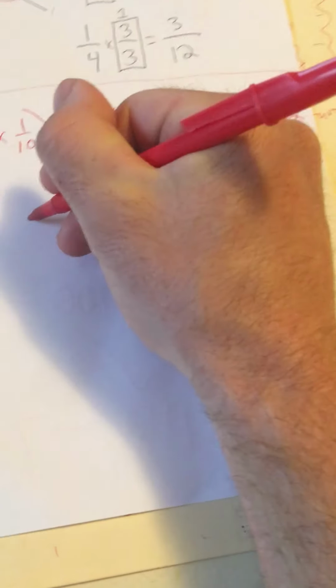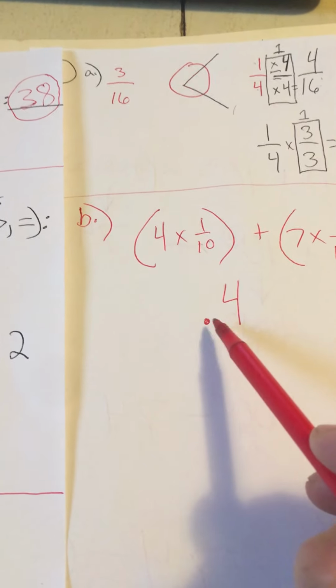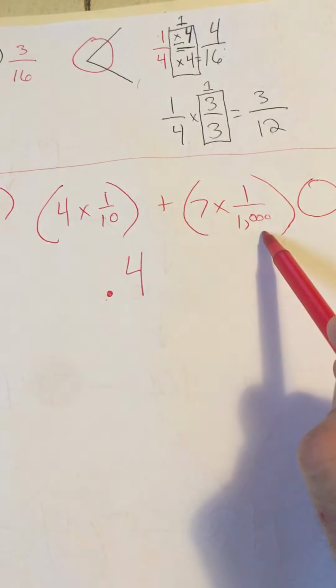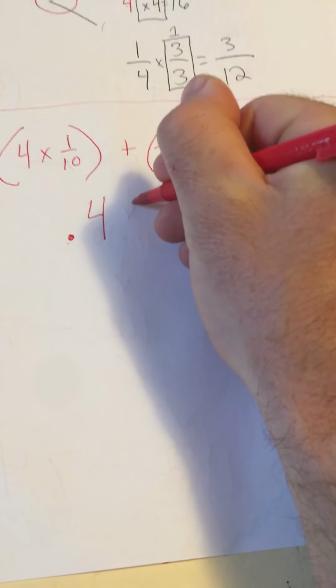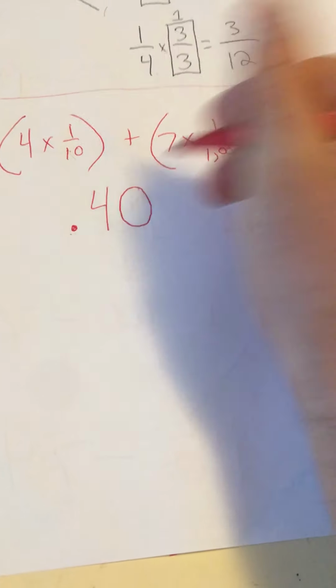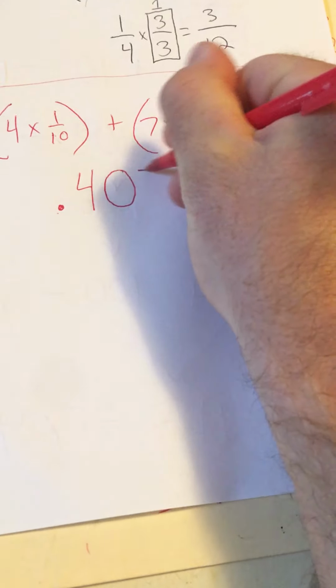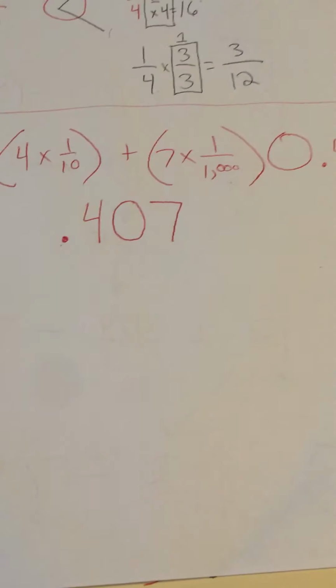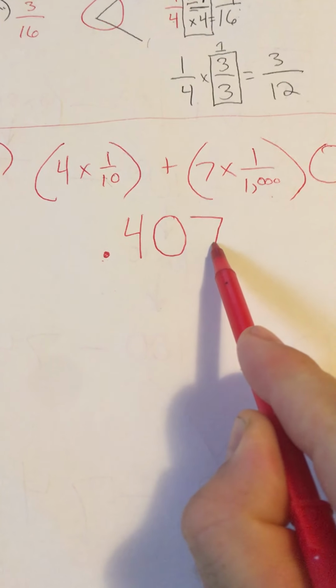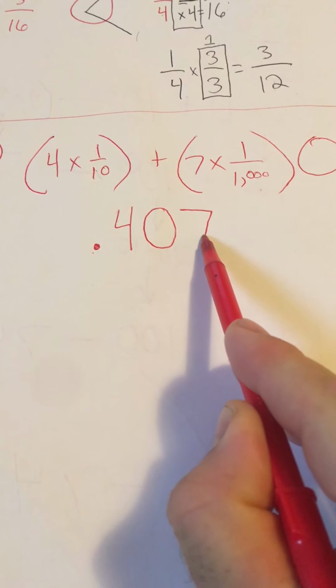So 4 times 1/10 is a 4 in the tenths place. They are 4 tenths. The tenths place is right after the decimal point. Plus 7 thousandths would be a 7 in the thousandths place. The next digit is a hundredths place. So we don't have any hundredths. 7 goes in the thousandths place. The tenths place, the hundredths place, and after that is the thousandths place.